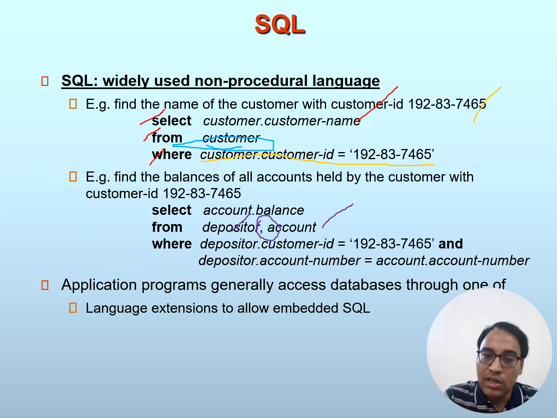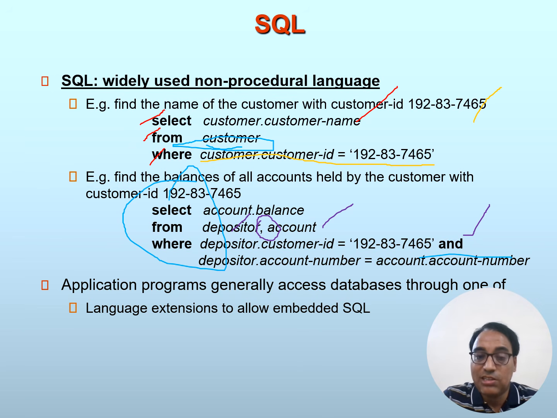Now see, the customer ID is the same as we discussed earlier, and the depositor account number is the account number. See the next keyword, and. So how many keywords have we seen? We have seen the and. So four keywords we have seen now in this slide. What are those? Select, from, where, and.